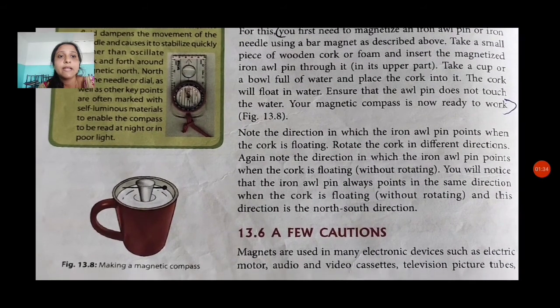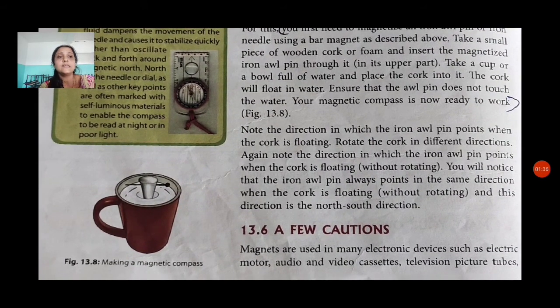Rotate the cork in different directions. Again, note the direction in which the iron pin points when the cork is floating. You will notice that the iron pin always points in the same direction, and this direction is the north-south direction. You can see here in figure 13.8, making a magnetic compass. This is not easy to do, but if you want to try, you can do it using the details available in our textbook.